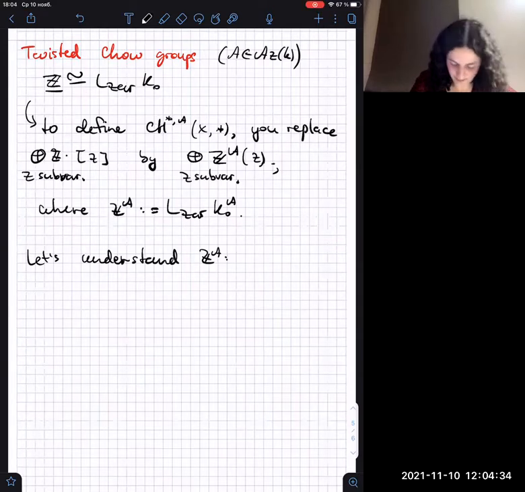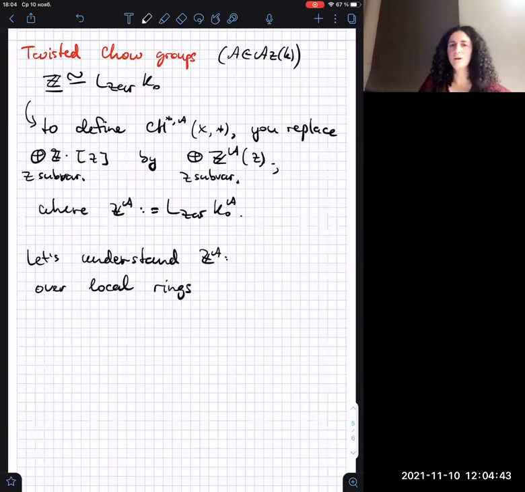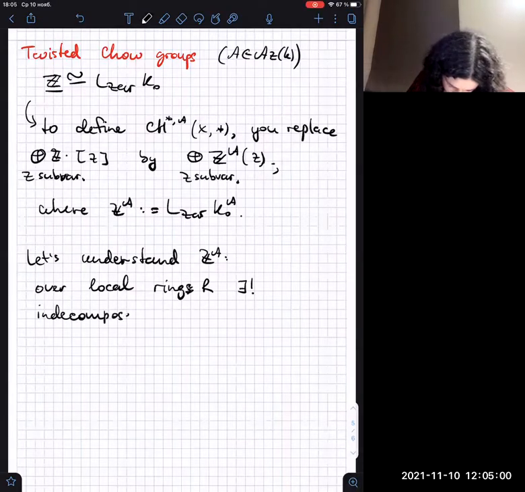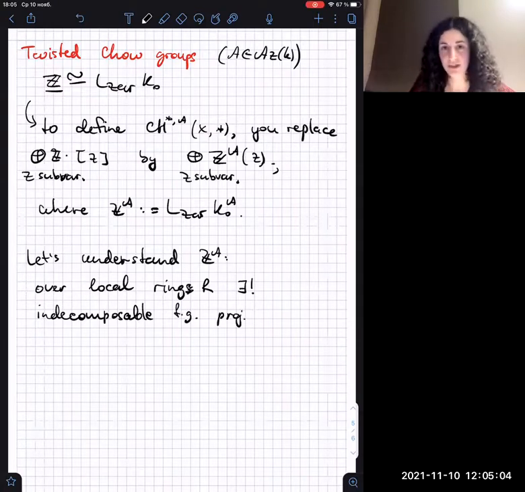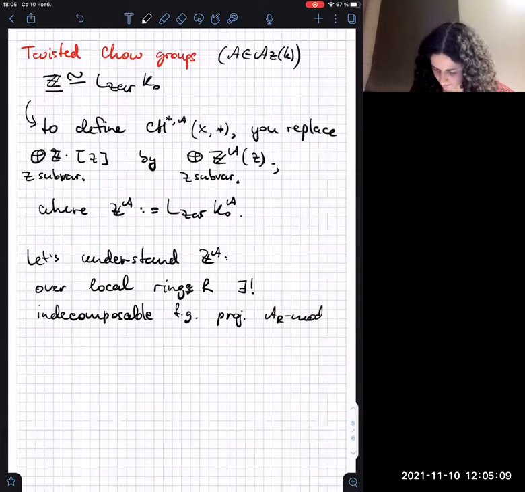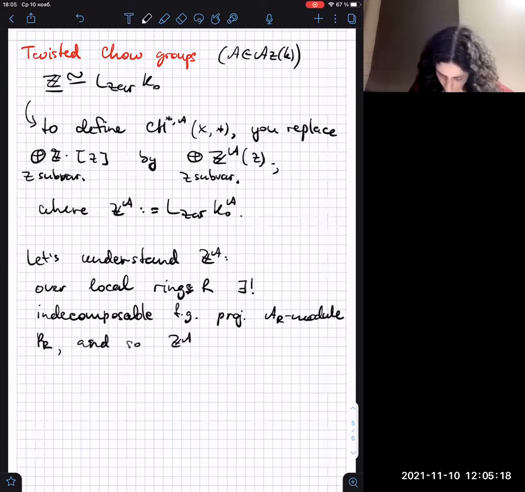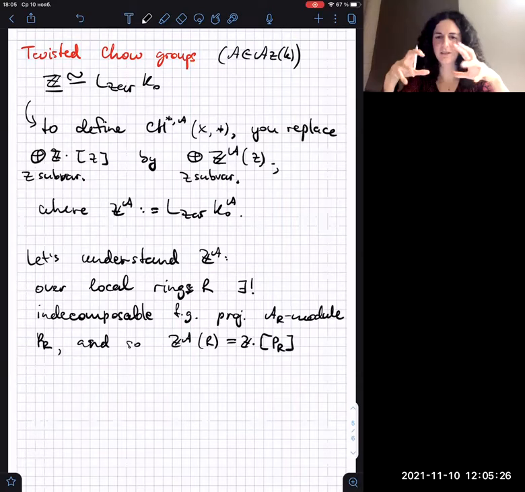We know that there is a classification result: over local rings, for any Azumaya algebra A over a local ring R, there is a unique indecomposable finitely generated projective A-module. And so the value on local rings is just the free abelian group on this indecomposable. In the simplest case, if the Azumaya algebra was the matrix ring, then the indecomposable is the module of rows or columns, whatever you like, one of them.